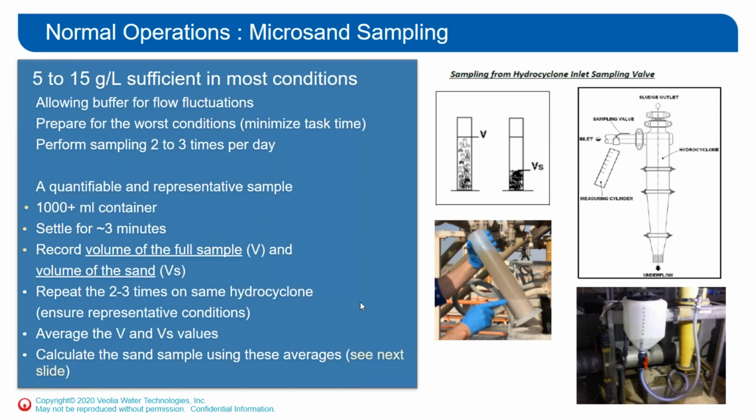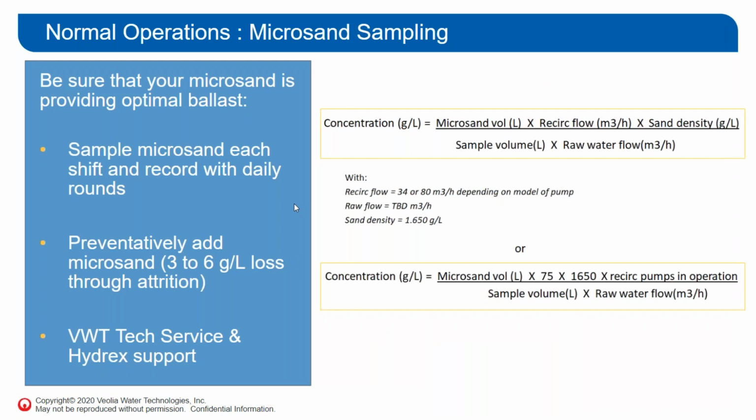So if you are taking it from the same hydrocyclone, maybe a minute or a minute and a half later, you could get a different sample. But anyway, you want to take a good amount to get a representative sample, so you can average out those two numbers in this calculation. The volume of your microsand selection, as well as the amount of sand that's in it when you add in the flow rate, is going to give you the number that we quoted before.